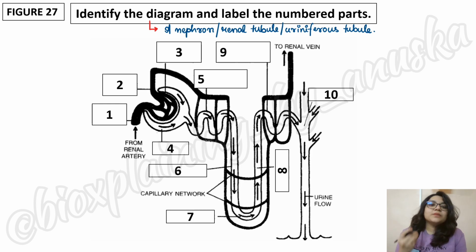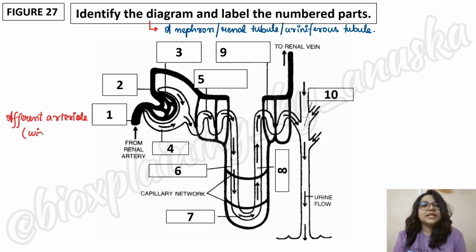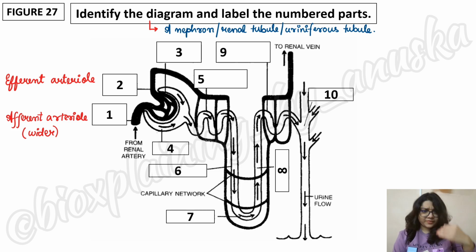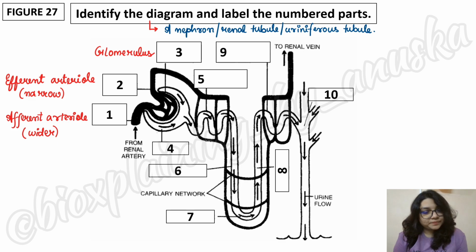Part 1 is the blood vessel that is entering into the nephron and it is wide. This is the afferent arteriole. It is wider. Part 2 is the one that's going out. This is the efferent arteriole, and as compared to the afferent one, it's narrow. Now part 3. The afferent enters inside and turns into a tuft of capillaries. So part 3 is that tuft of capillaries, which is your glomerulus.